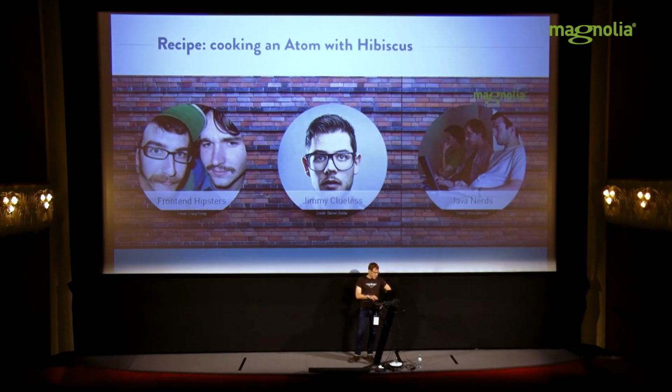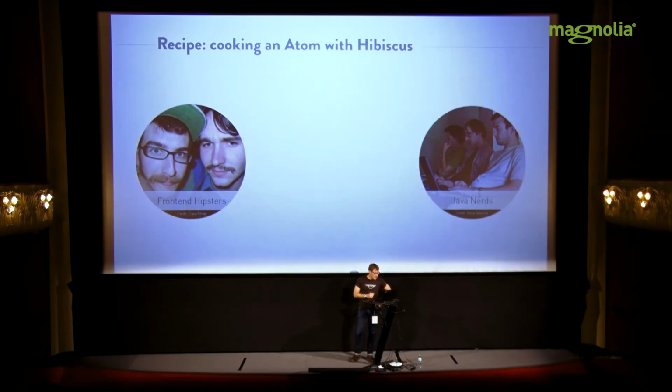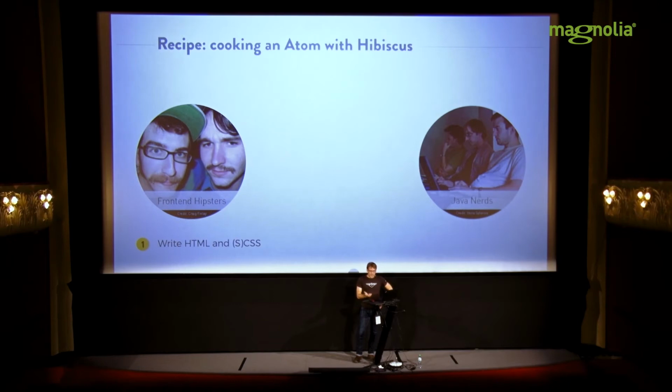Let's get back to the front-end hipster and the Java nerd, right? So the front-end hipster, in this example, starts first, but basically it can also go the other way around. He writes HTML and CSS. How does that look? Basically, here is an example of an atom, of this choice atom. So there was this square you've seen before. And basically, it's just a div with a class, and we need some text in there.